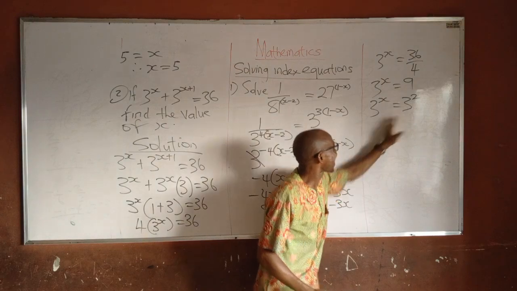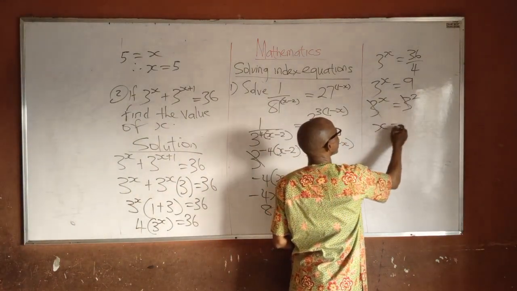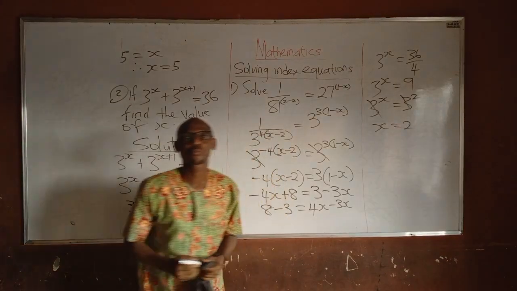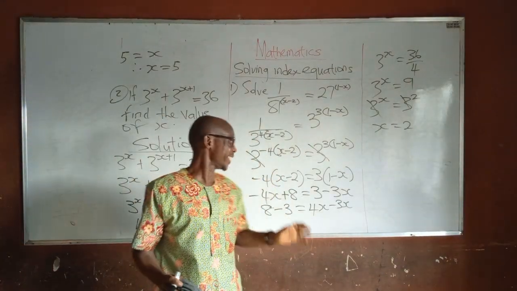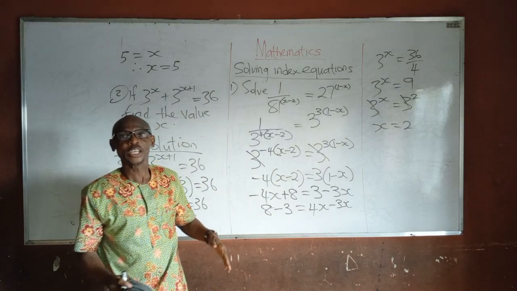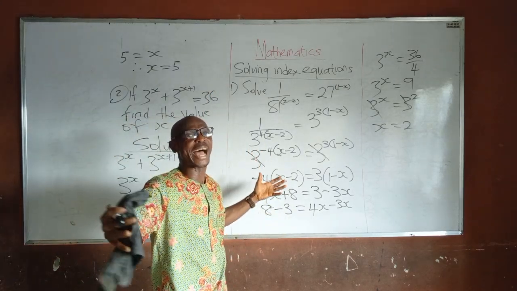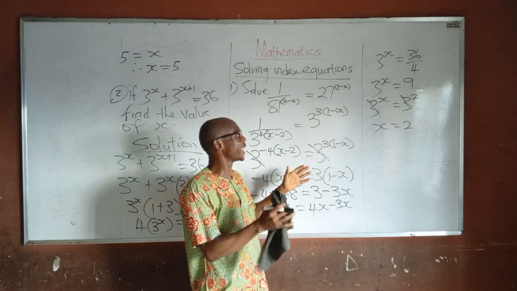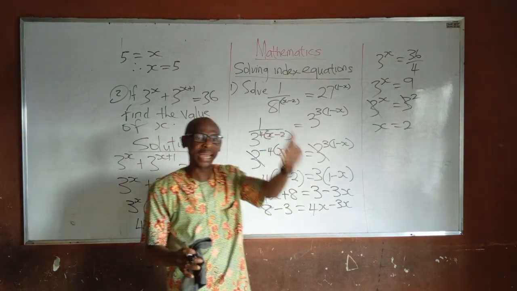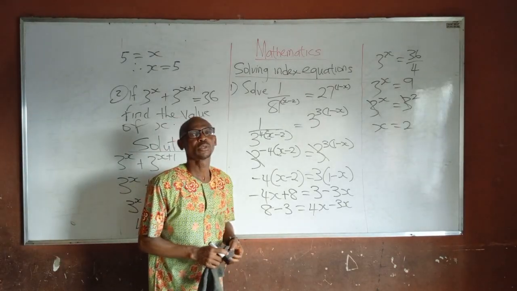Now, both sides have the same base, so we can cancel out the base. Our x is equal to 2. The most important thing in solving problems with indices in equations is that we try as much as possible to make the bases of the two sides of the equation the same, then the bases can eliminate themselves.